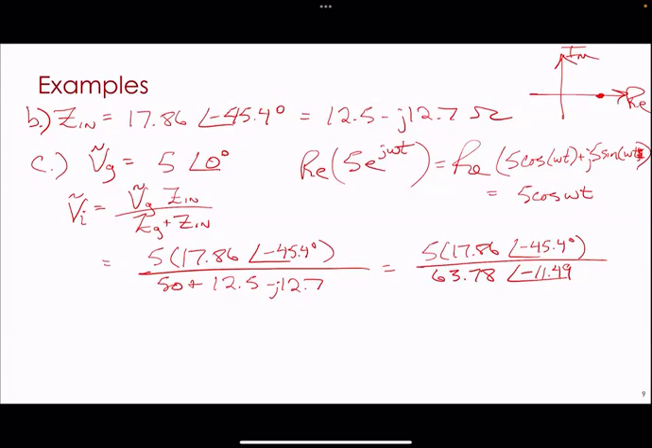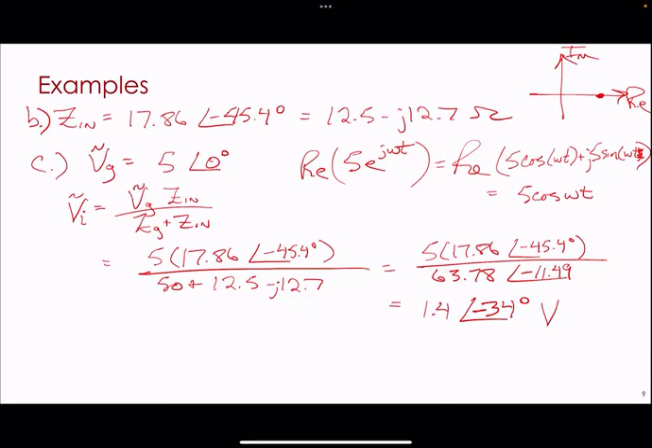So you'd get that number, 5 times 17.86. And then you would divide that by 63.87. You divide the magnitudes. And if you punch that in, I think you would get something like 1.4. Someone can check that if you'd like. But then we need our angle. And we can get our angle by looking at this right here: minus 45.4 minus minus 11.49, be in the neighborhood of minus 34 degrees. This is a voltage, so don't forget that. It is our input voltage, so it has units of volts.